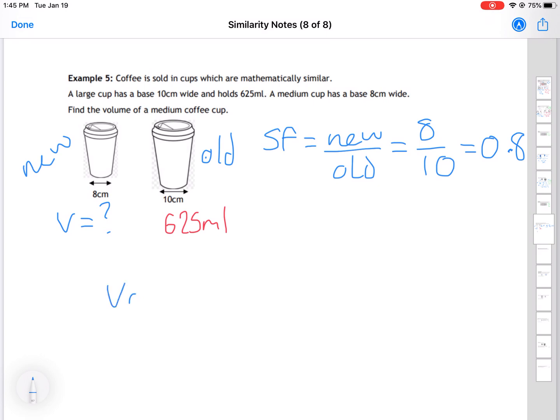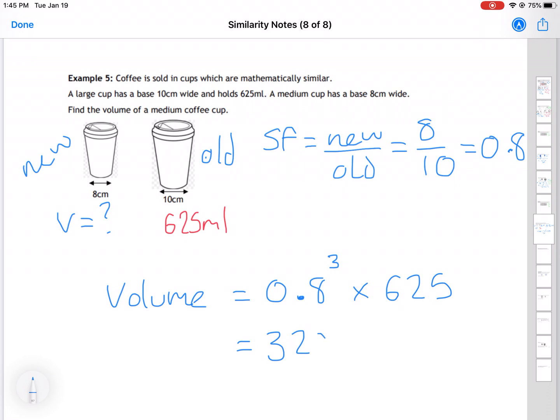And the last thing to do is to do our calculation to find the volume. So we take our scale factor, 0.8, we cube it, power of 3, and we times it by the old volume, 625. So again, over to the calculator for this one, 0.8 cubed times 625 gives us 320. Our units for volume in this case are millilitres.